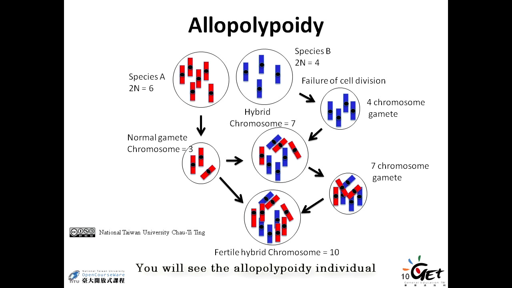You will see the allopolyploid individual contains the genome from both species. So they contain 2n equals 10. There are 2 sets of chromosomes from species B and 3 sets of chromosomes from species A. So when this type of genome duplication contains more than one species' genome, we call it allopolyploid.